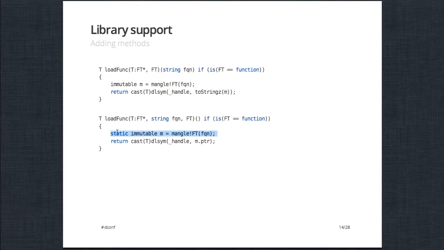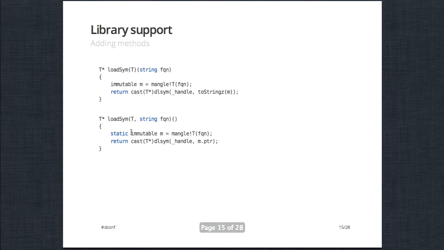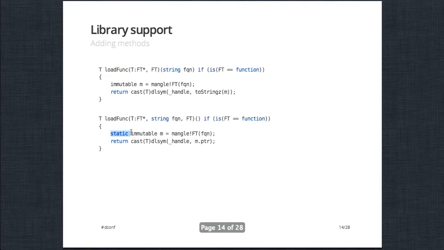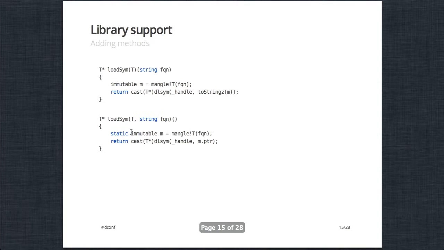There's another overload which takes the fully qualified name as a template argument, so you can avoid the allocation. The static is the important point here. You avoid the allocation of the mangled name because it's compile time function executable, and it might be useful if you know the name of the function in advance.